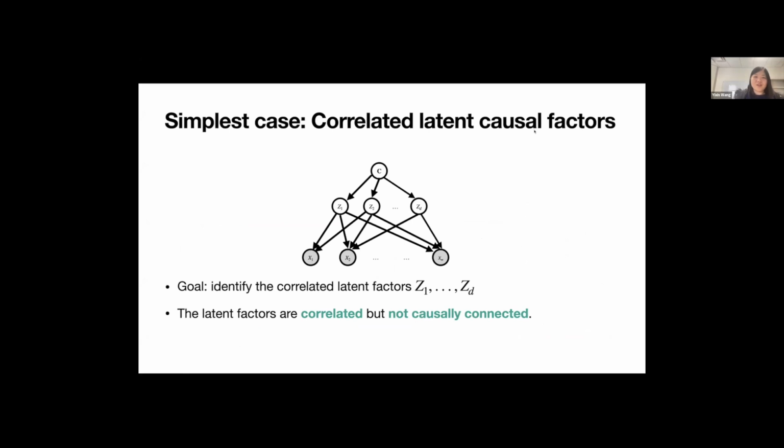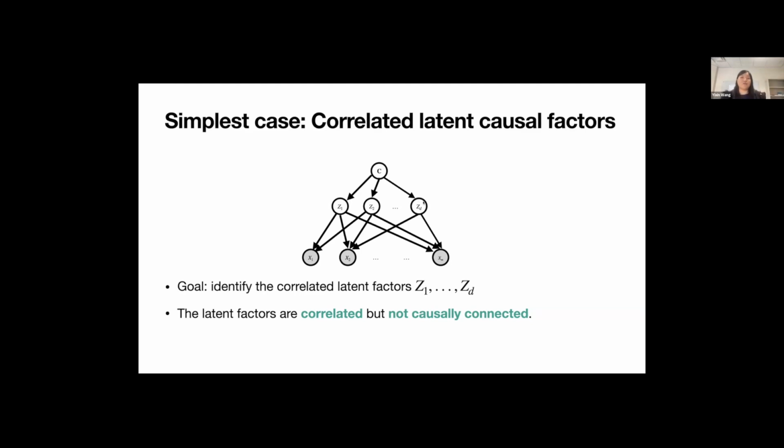So let's start with the simpler case, or let's not go all the way to the harder case where we have latent variables that are causally connected. Suppose we're working with a simpler case, like the cars example, where we only have correlated latent causal factors. If I write it down in a graph, I'm going to have all these high-dimensional observed variables driven by some latent causal factors, Z1 up to ZD, and they're correlated in the sense that they're all driven by some unobserved common cause that induces correlation among them.